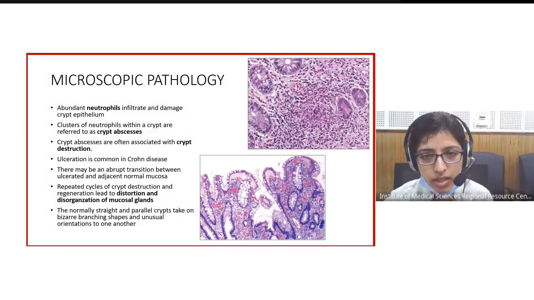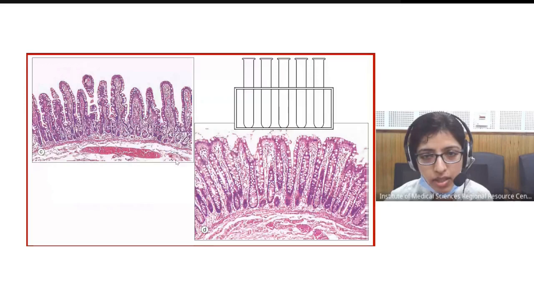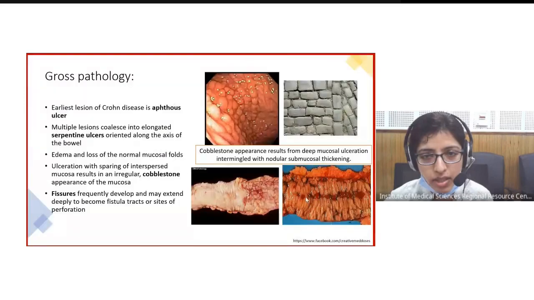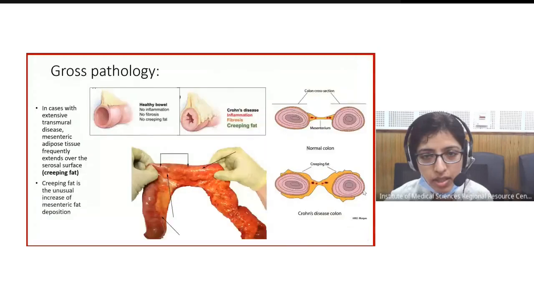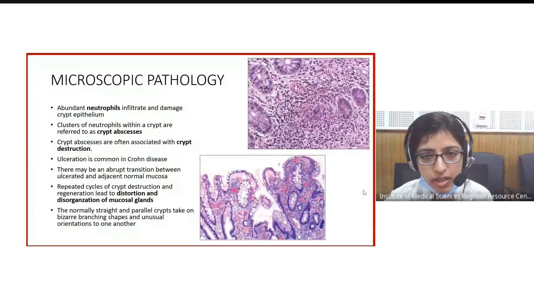And then even ulceration. So these are the initial features. Subsequently, the mucosa gets entirely ulcerated. Ulceration is a common feature in Crohn's disease. As we saw in the gross picture, it starts with an aphthous ulcer, then subsequently extends to form a serpentine ulcer. An ulcer is a breach in continuity of the epithelium or mucosa. Now, there may be an abrupt transition between the ulcerated and adjacent normal mucosa.